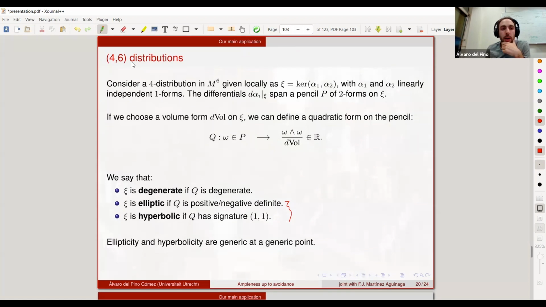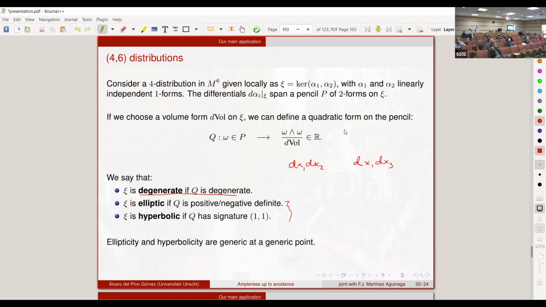Yes, so I could have a rank 4 distribution that is bracket generating, but the quadratic form is degenerate. So this is strictly stronger. A typical example would be where one of the curvatures is like dx1 dx2, and the other is like dx2 dx3 or something. These are linearly independent, so you are producing 2 different directions, but they don't span a nice pencil. Does that make sense? Okay, well, go ahead.